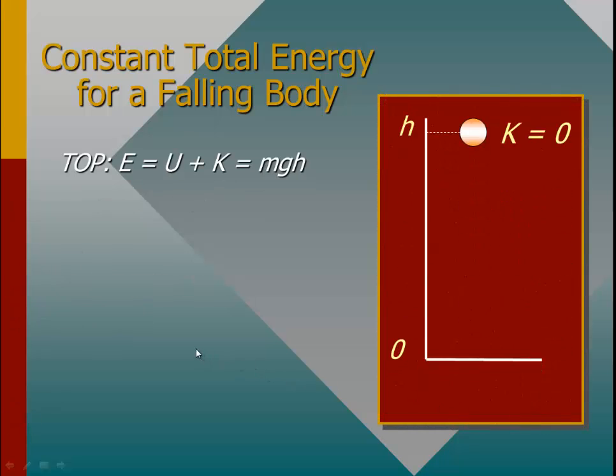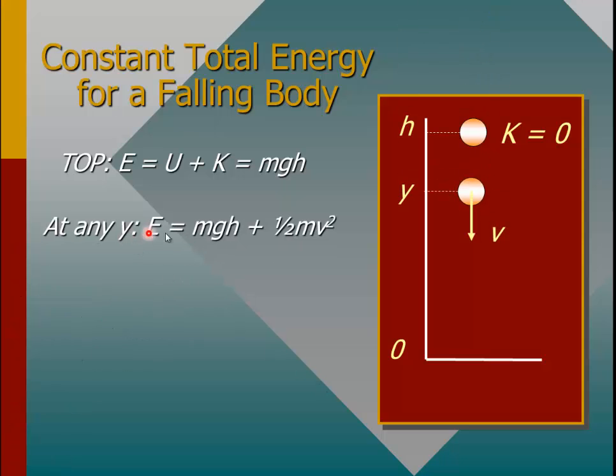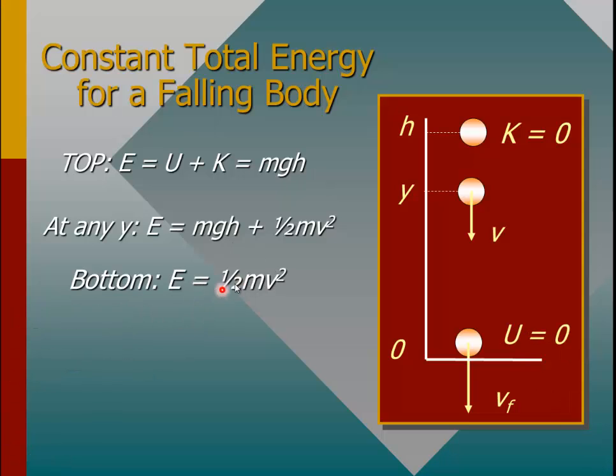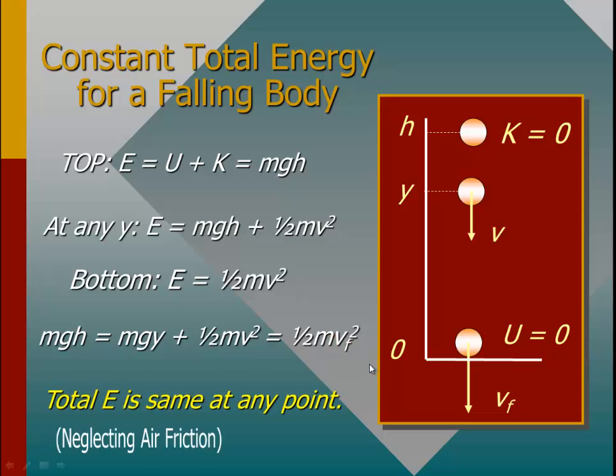So constant total energy for a falling body. At the top we have potential energy, and it's going to become kinetic energy at the bottom. So at y, we have a combination of potential and kinetic. At the top, it's just potential. And at the bottom, all that energy has become kinetic. So we have this at the top, this in the middle, and this at the bottom. The energy is always the same at any point, and again, we're neglecting air friction.